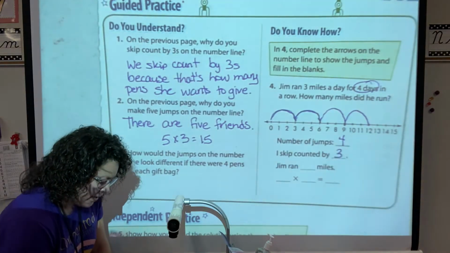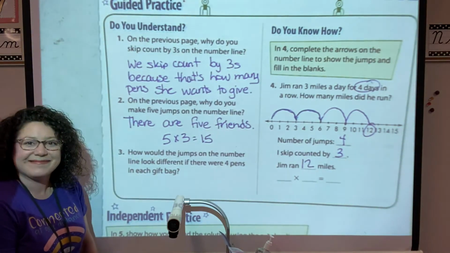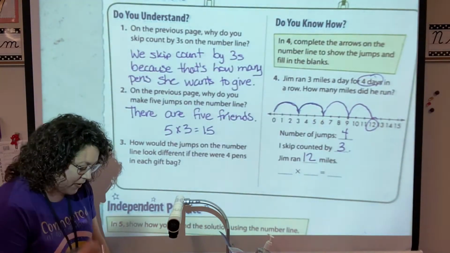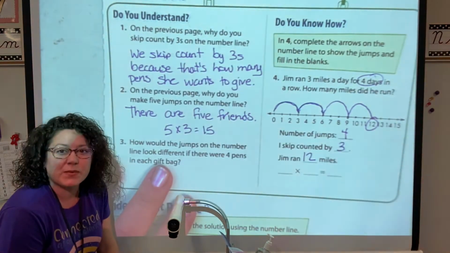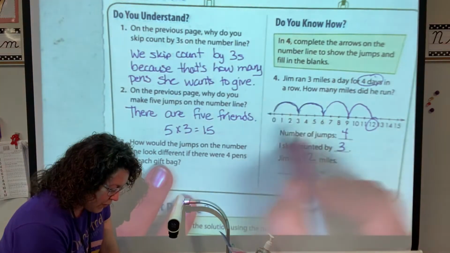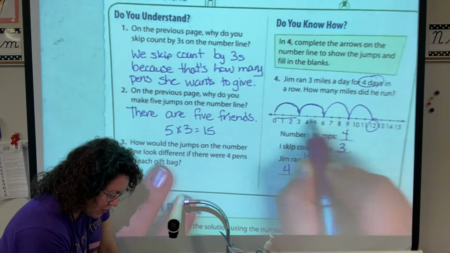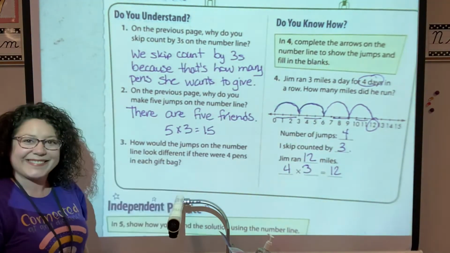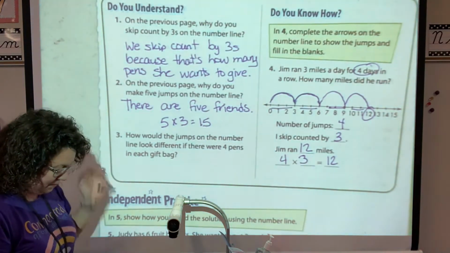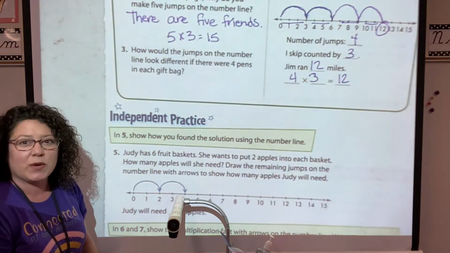So how many miles did he run? 12 miles. And what would our multiplication equation be? Would it be 4 times 3 or 3 times 4? 4 groups. Remember, each hump is a group. 4 groups, and there's 3 in each group. Okay? You don't have much practice down here, so again, you might want to get your workbook, but let's flip over and do some of the problems on the back.